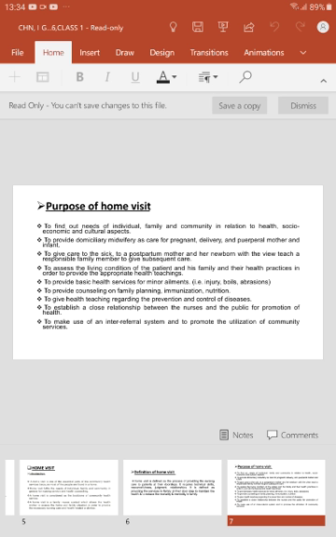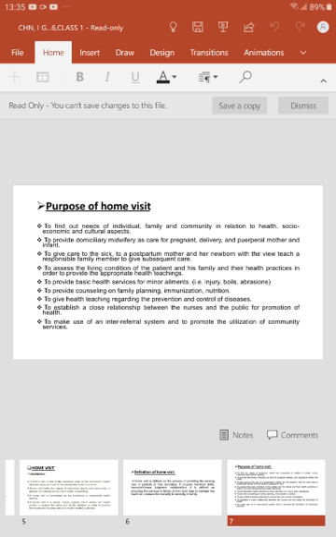We'll see the purpose of home visit: to find out the needs of the individuals, the family, and the community in relation to health, socio-economic and cultural aspects. With the help of the home visit, we can understand the current economic status of the people, and how they are taking care of their health. According to their socio-economic status only they will be living. So we can find out with the help of the home visit.